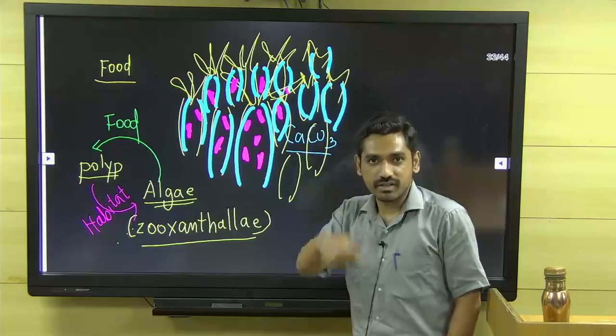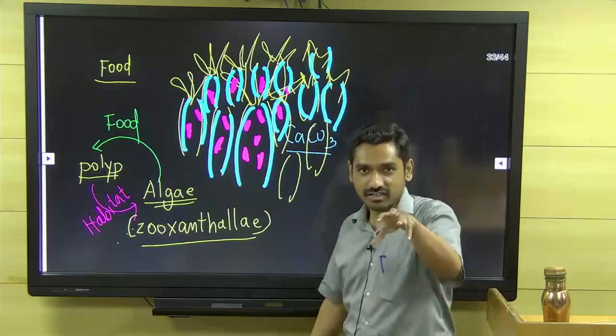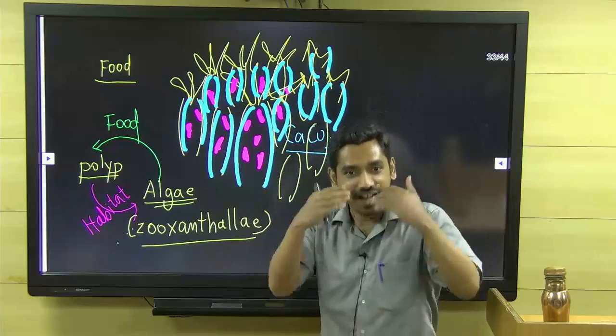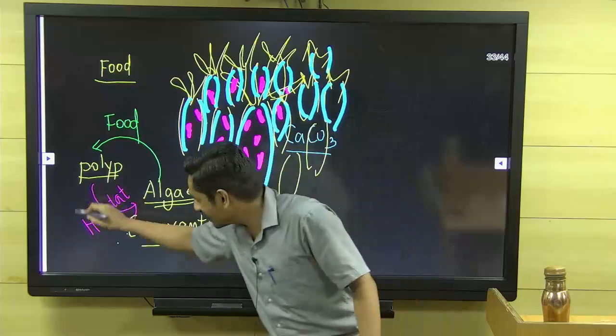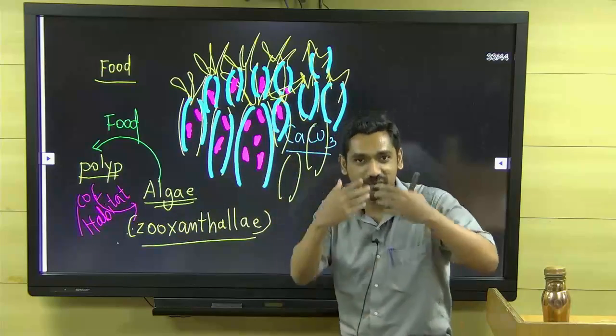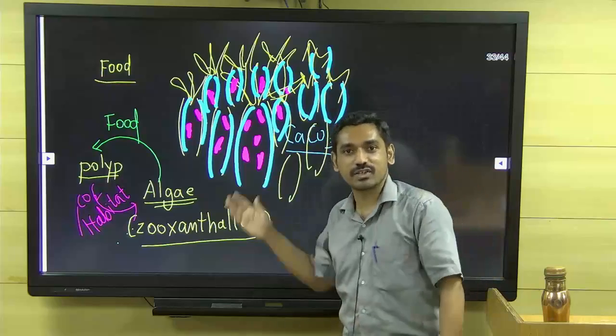One person said, when we breathe out, oxygen will come. Find that human being, I can make billions of dollars. See, when you breathe out, carbon dioxide will come out. Carbon dioxide is important for photosynthesis, is it not? So when coral polyps start breathing out, you give carbon dioxide to algae.